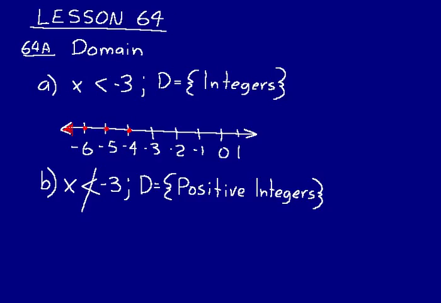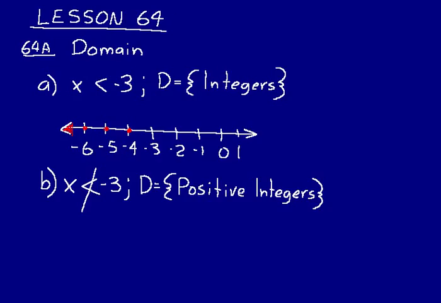So the domain is the set of acceptable values that we can place in there for x when we make our number line and graph our inequality. Before, when we've done these problems, we just assumed that the domain was real numbers. We didn't even say anything about it. Now we are defining our domain more carefully.